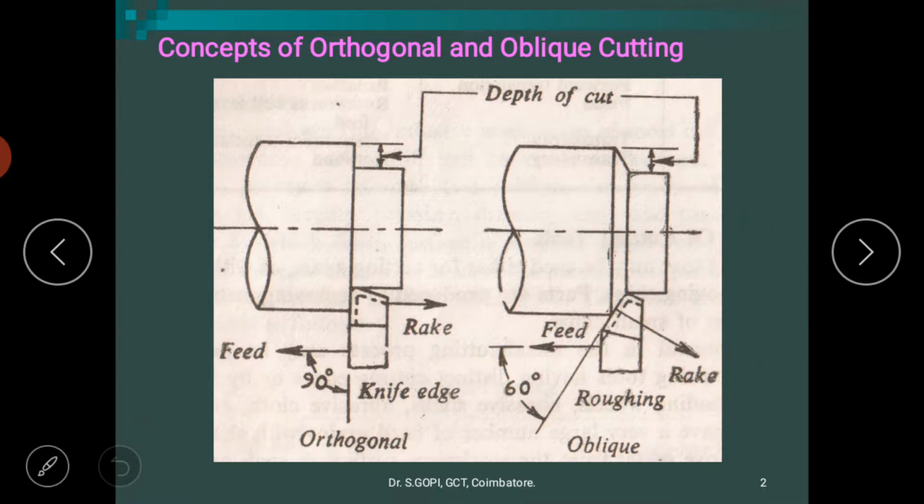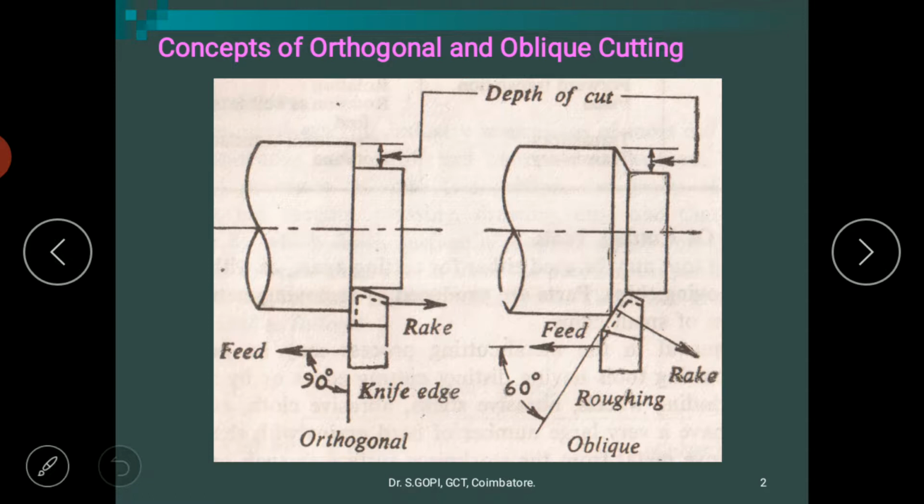Here in orthogonal cutting, there are two forces: cutting force and axial force. In the case of oblique cutting, there is the cutting force in the z direction, the axial force in the x direction, and the radial force in the y direction. There are three components of forces that may be considered in oblique cutting. But in orthogonal cutting, only two: cutting force and thrust force, or axial force.